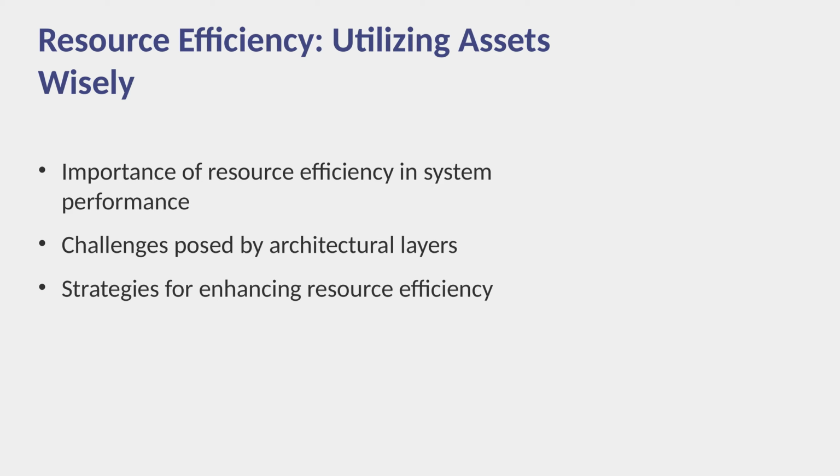Resource efficiency, a critical aspect of performance, focuses on how well a system utilizes its available assets, be it memory, processing power, or network bandwidth. For instance, an overly layered architecture may hinder performance by introducing unnecessary complexity. To enhance resource efficiency, architects can employ techniques such as caching frequently accessed data or optimizing algorithms.